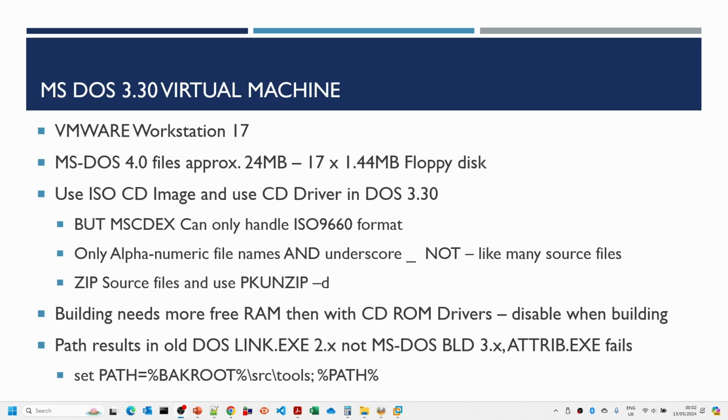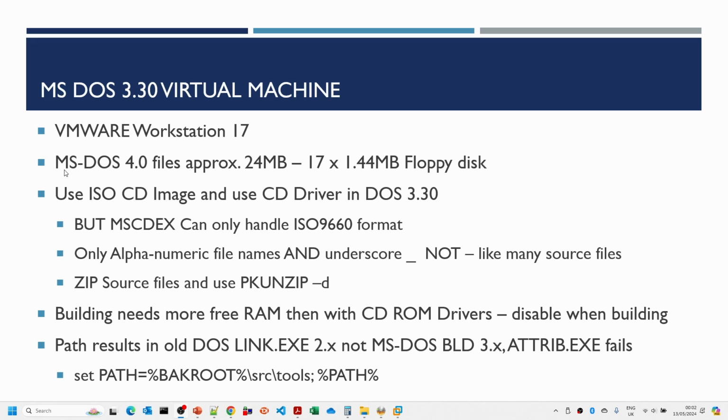So now I'm going to use my MS-DOS 3.30 virtual machine. Now this is actually on VMware Workstation 17, just because I happen to have a license for this. I could use any other virtualization platform. And I've already installed the MS-DOS 3.30 operating system. I've also configured it to have the Microsoft CD extensions so it can actually read ISO 9660 CD images.